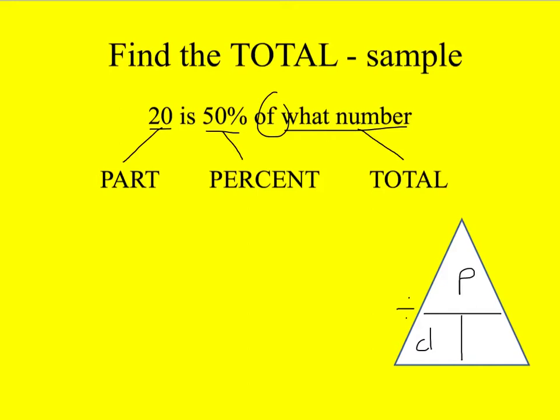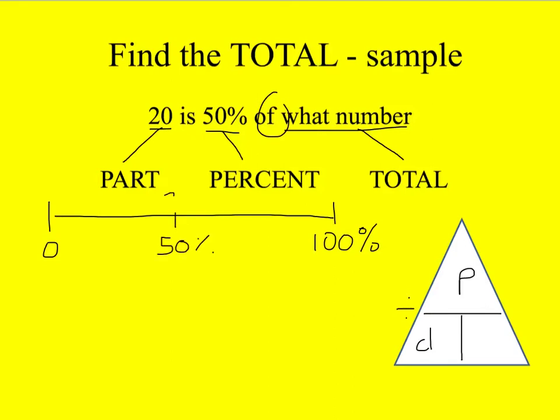And the percent's usually easy to find. It's 50%. On a number line, if we were to draw this out, there's 0 and 100%. 20 is 50%. I'm going to put 50% in the middle, and there's 20. So looking at this, we can tell if 20 is only halfway, this must be 40. It must be the 20 times 2. But let's see if the math does the same.